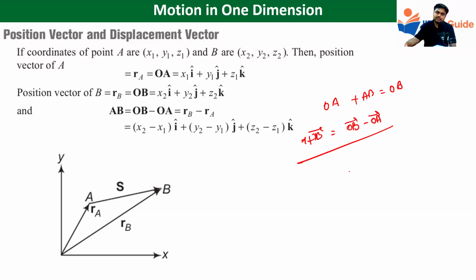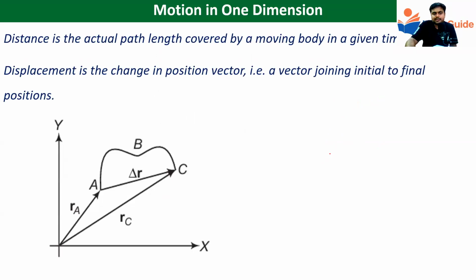Which is like the final position minus the initial position. So that is the displacement vector. Distance is the actual path length covered by the moving body. Displacement is the change in position vector. There is a vector joining initial and the final positions.